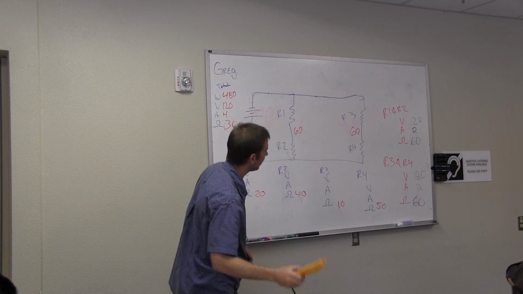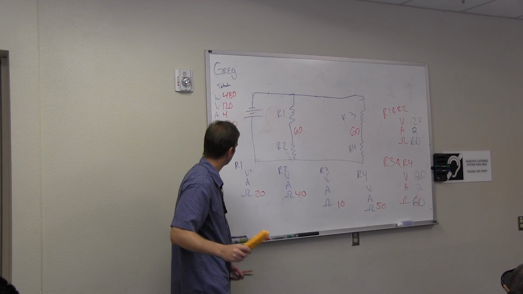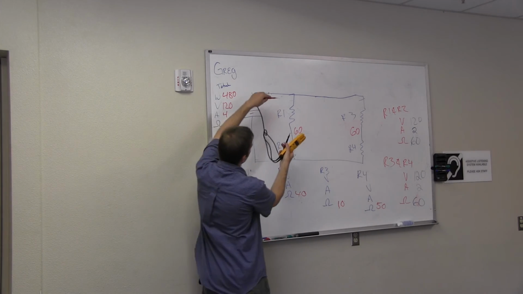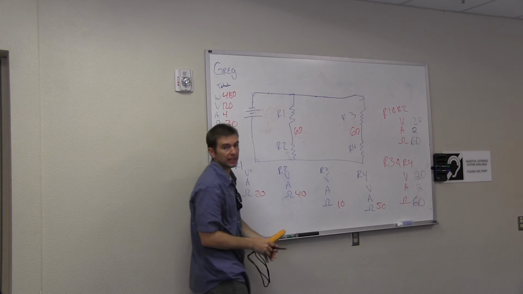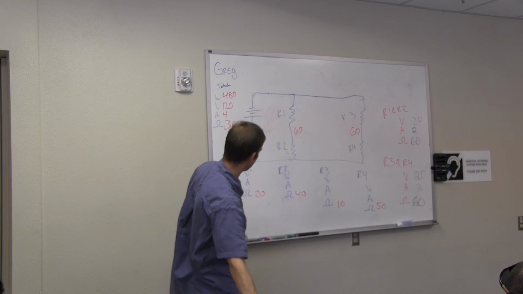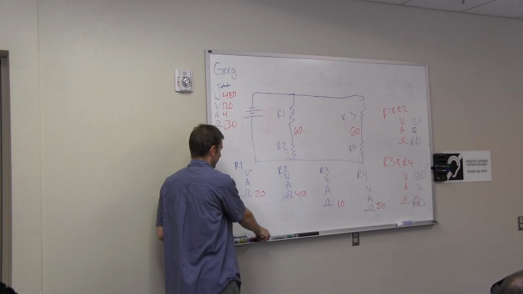So I said earlier, what would be the voltage drop? What's our voltage drop here? We still don't know the answer to that. Let's solve for that real quick. We'll just do R1 for an example.